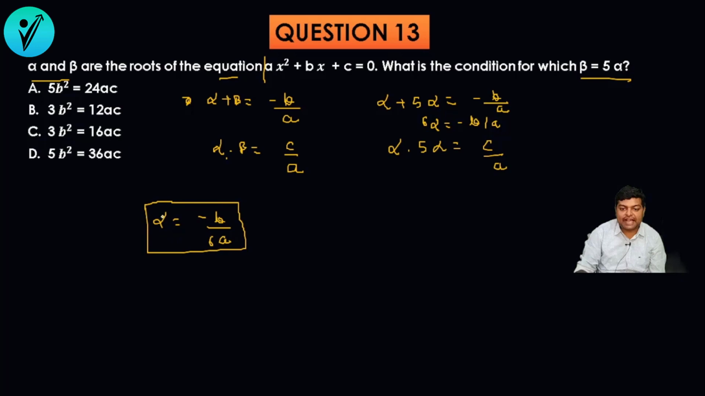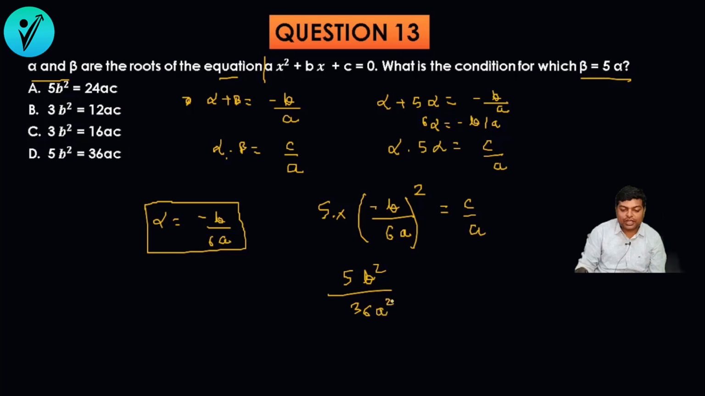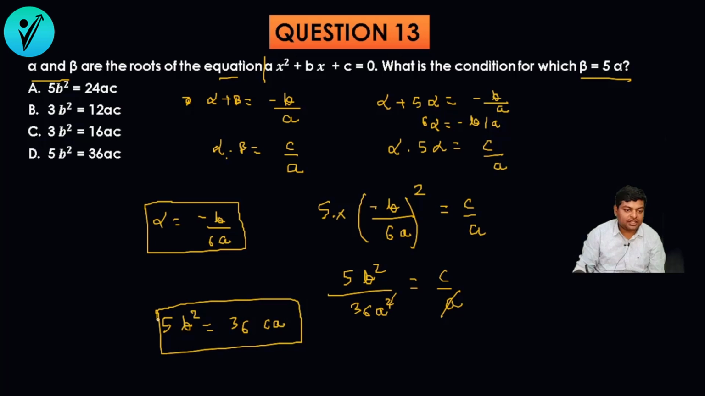Use this value of alpha and place it here. So it will be written as 5 into alpha square, and the value of alpha is this, so it will be minus b upon 6a whole square. 5 into alpha square is equals to c upon a. Simplify it. So it will be 5b square upon 36a square equals to c upon a. So this a and this square will be cancelled. So we'll have 5b square is equivalent to 36 times ca or ac. Which option satisfies it? Option D. So the correct answer to the question is option D.